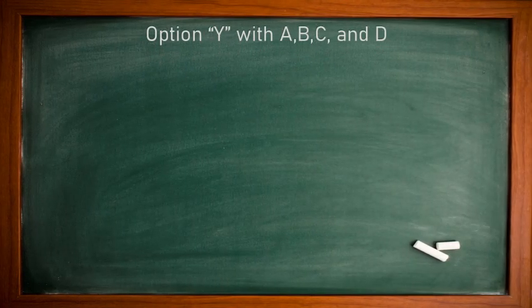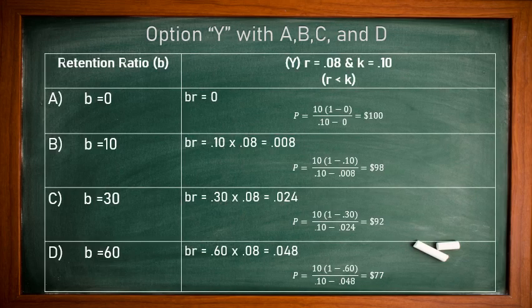Option Y has the same situations A, B, C and D. Here BR is equal to 0 in situation A. Option Y states that R is 8% and K is 10%. It means the situation is R is lesser than K. So once we go for situation A, we find that the share value is still $100.